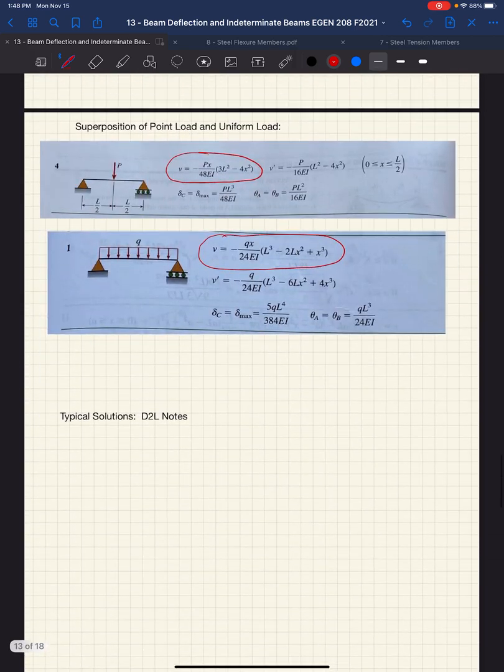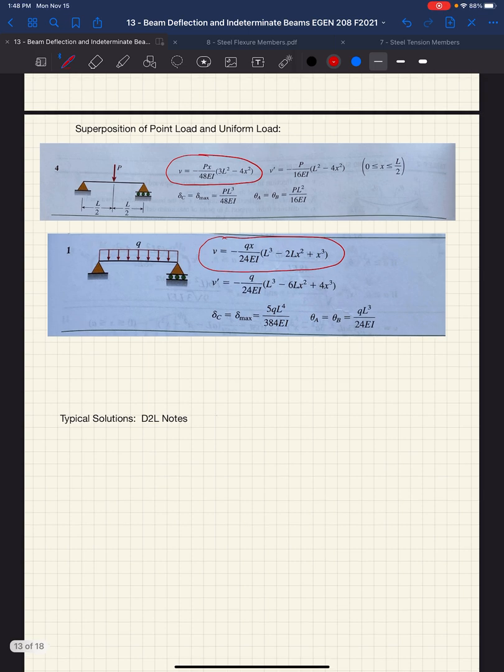As I mentioned, the D2L notes are also in Appendix C in your text. And as I mentioned, the D2L notes are from a different textbook, okay?